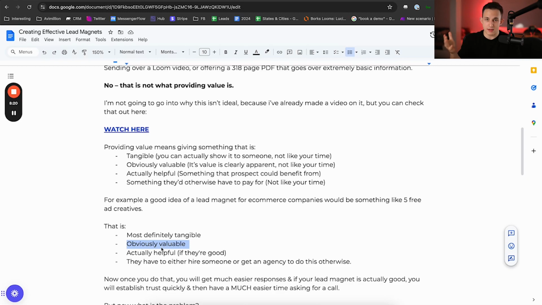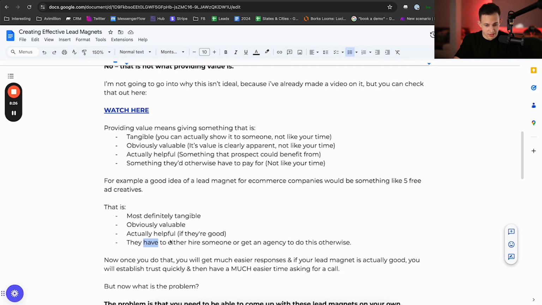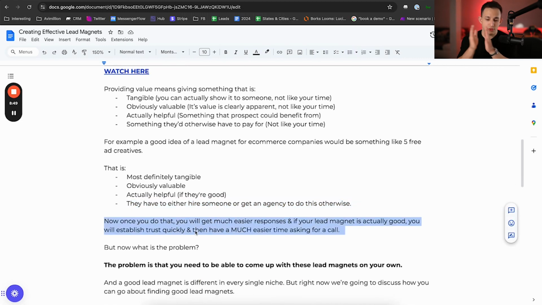It's generating more money, therefore making it helpful, okay? And last thing is they have to either hire someone or get an agency to do this otherwise. And this goes back to something they'd otherwise have to pay for, okay? Meaning, if they wanted ad creatives on a done-for-you basis, they would either have to hire somebody in-house or they would have to hire an agency, meaning ad creatives are definitely something they would otherwise have to pay for. Okay.